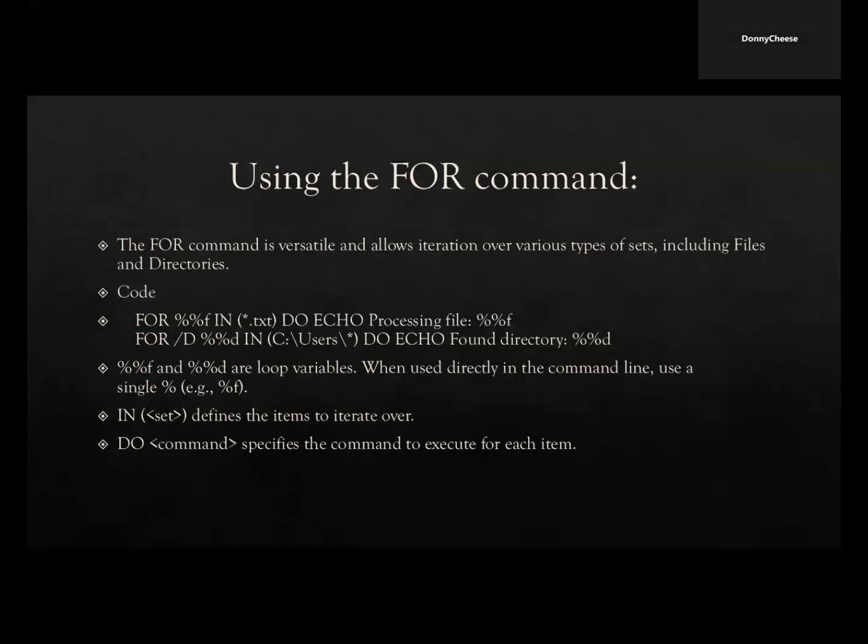next we have the for command. The for command allows you to loop through things. If, for example, you wanted to output all of the text of all of the text files in a directory, you could do for %%f in *.txt, do echo processing file %%f, and %%f will be the name of the file. So %%f is every file that in gets.